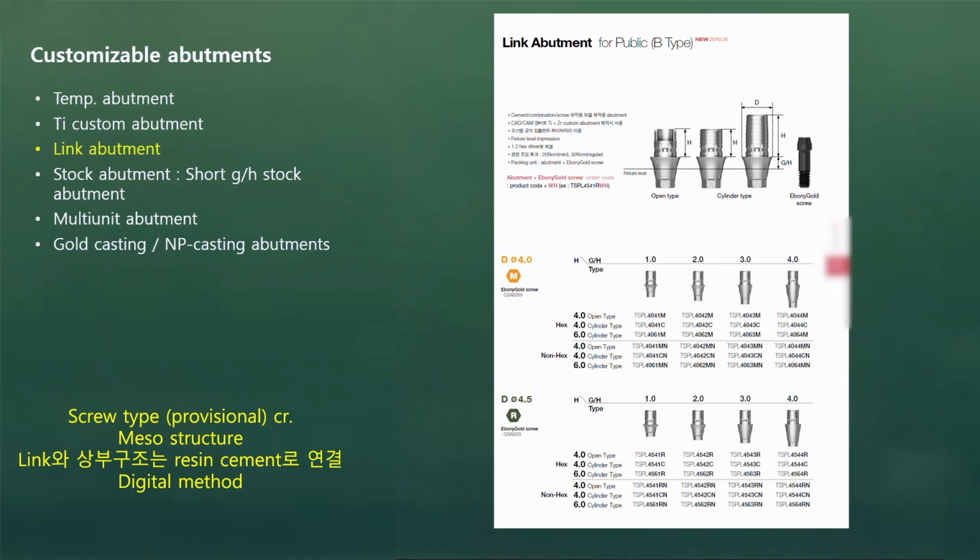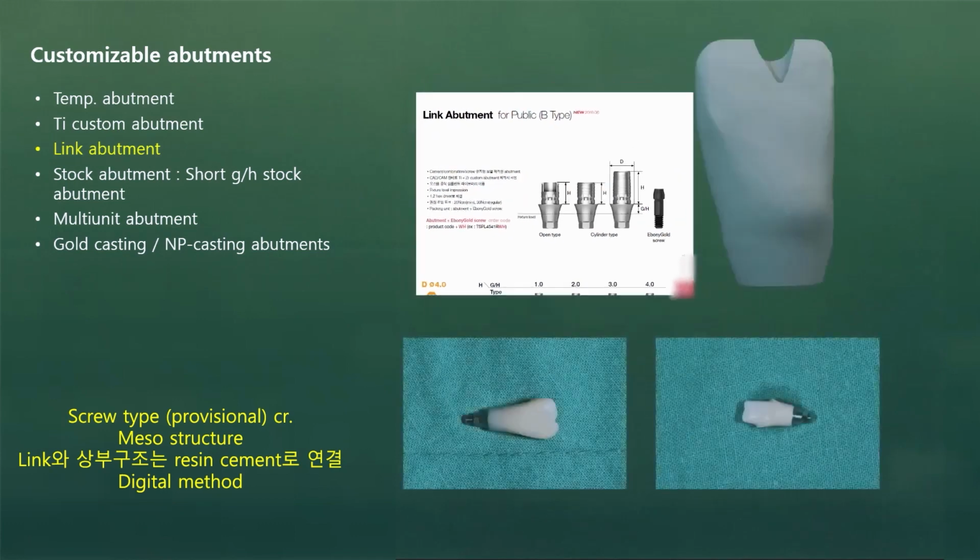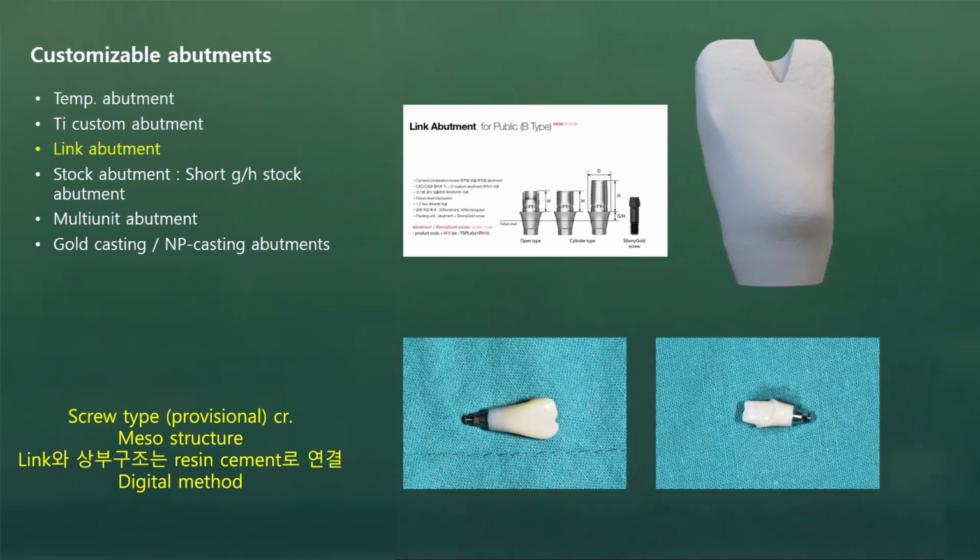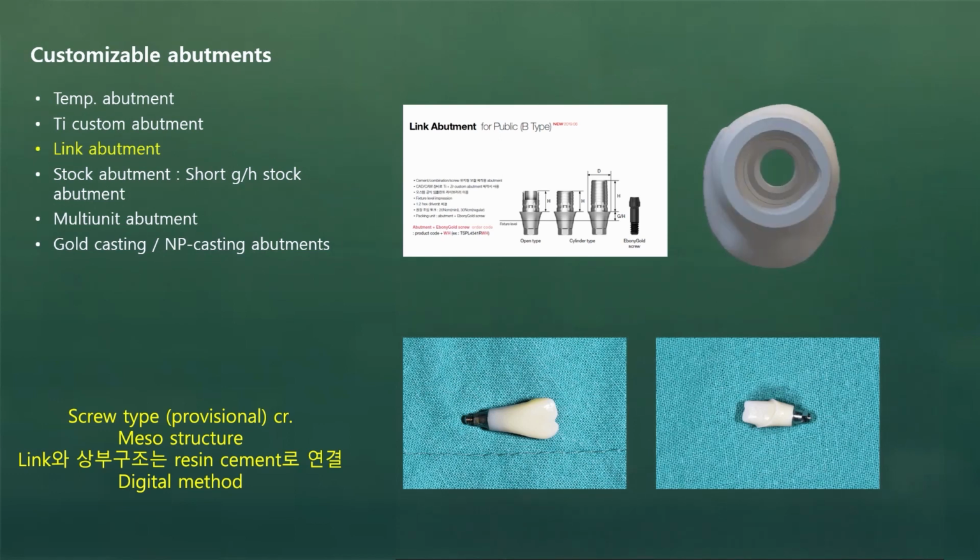But in terms of link abutment, mesostructure, or screw type temporary, if it's in there, we connect it with resin cement, so it's not really durable. So you could have cylinder type or the open type depending on your requirement. And as you can see on the right side, the 3D STL file is the screw type abutment, and there is a connecting part, and here you use the resin cement to link the link abutment. If you link a crown, it's one thing, and if it's a mesostructure, then it becomes a zirconia abutment.